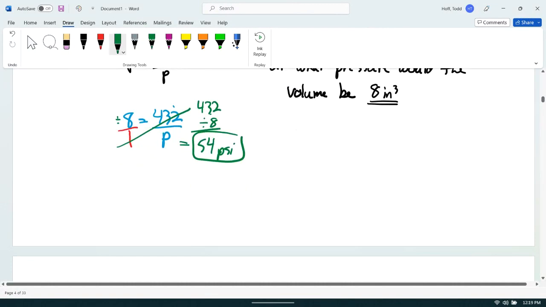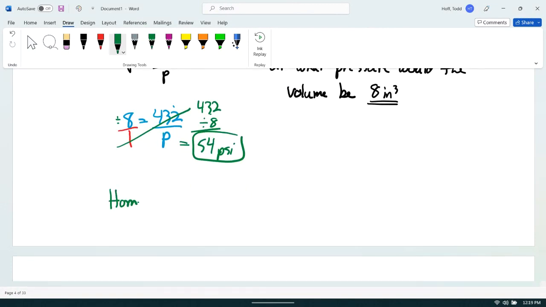Anyway, your homework for today, there is not a page out of the book for this. So there is a worksheet attached in Blackboard. And that worksheet goes over the formulas, and it goes over the parallel and perpendicular lines.